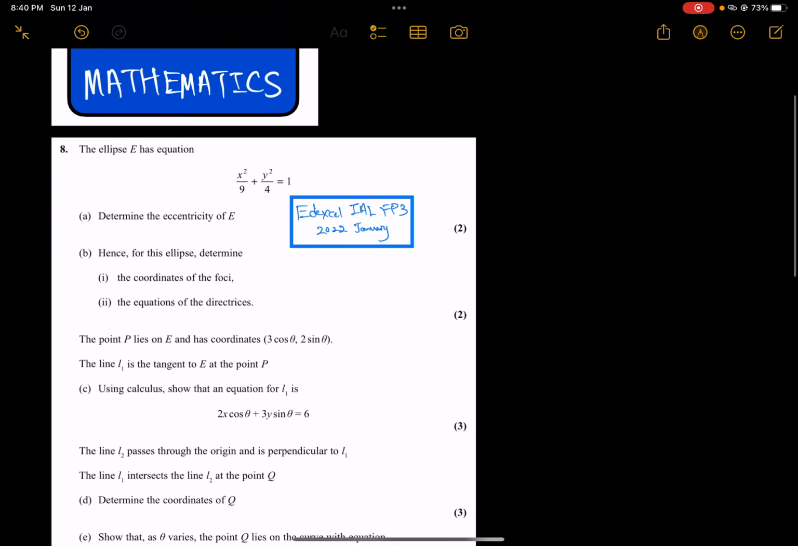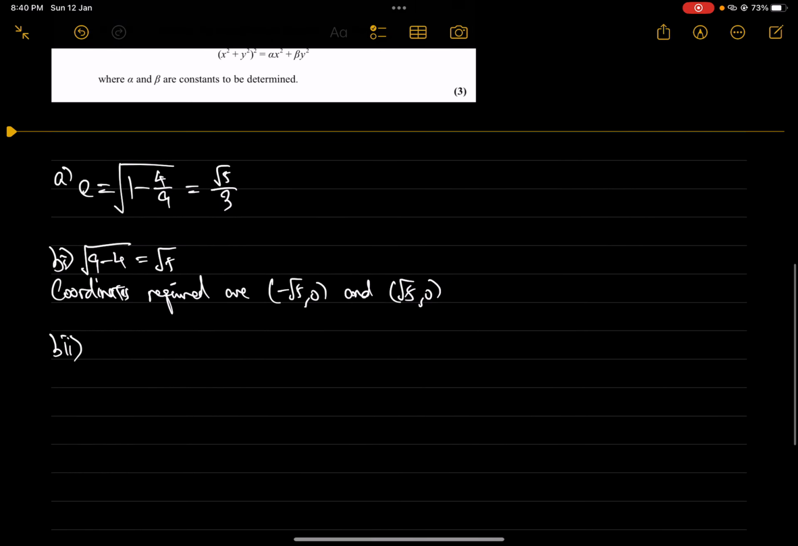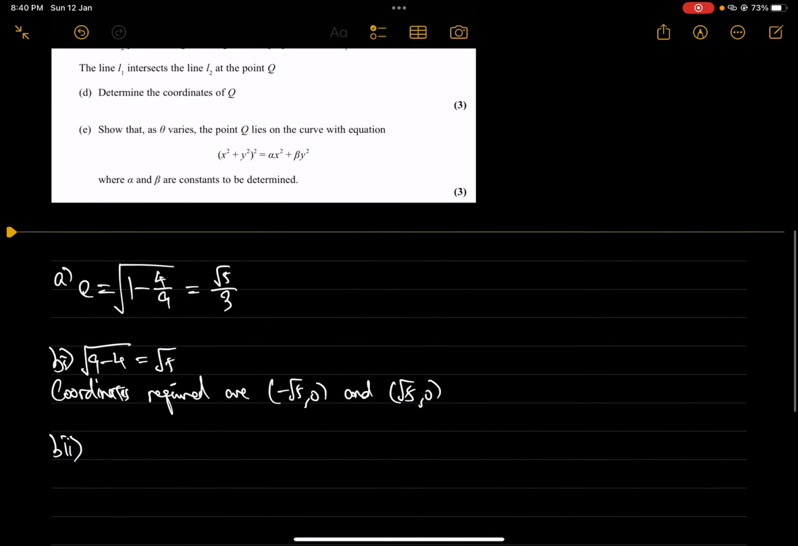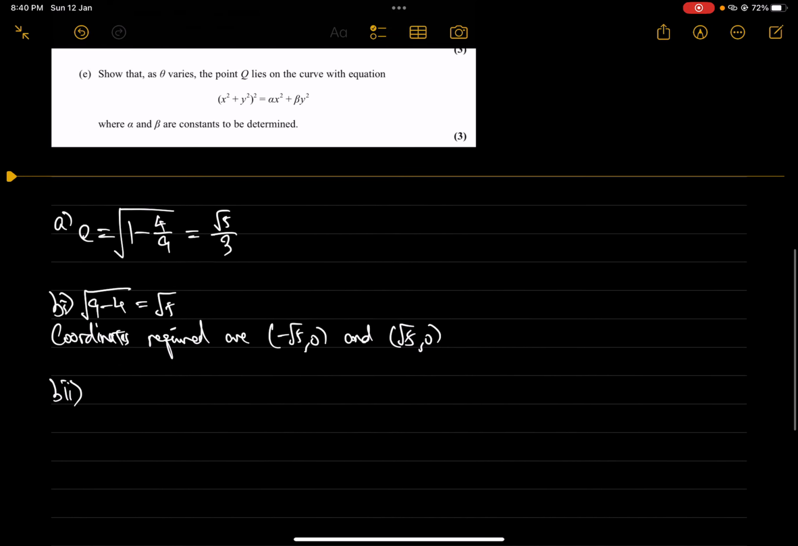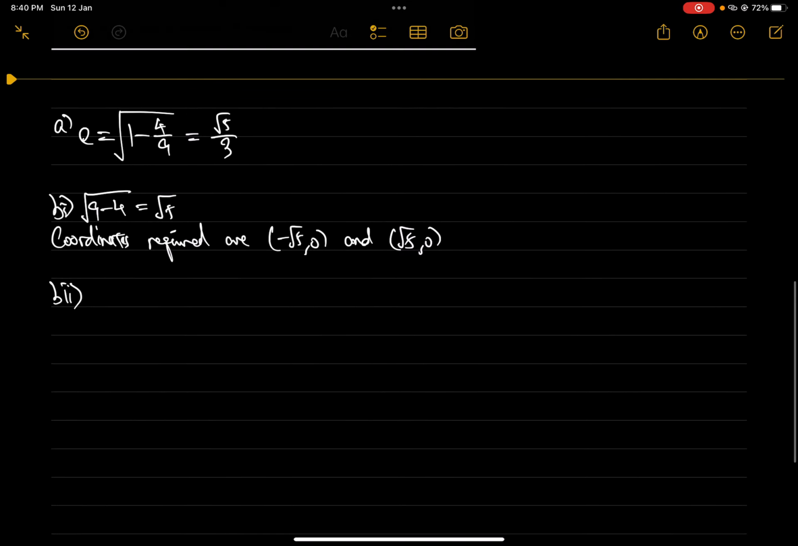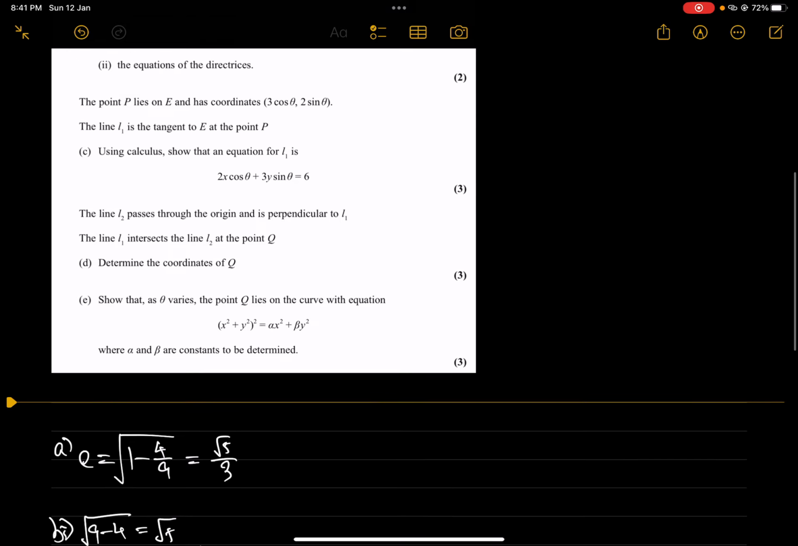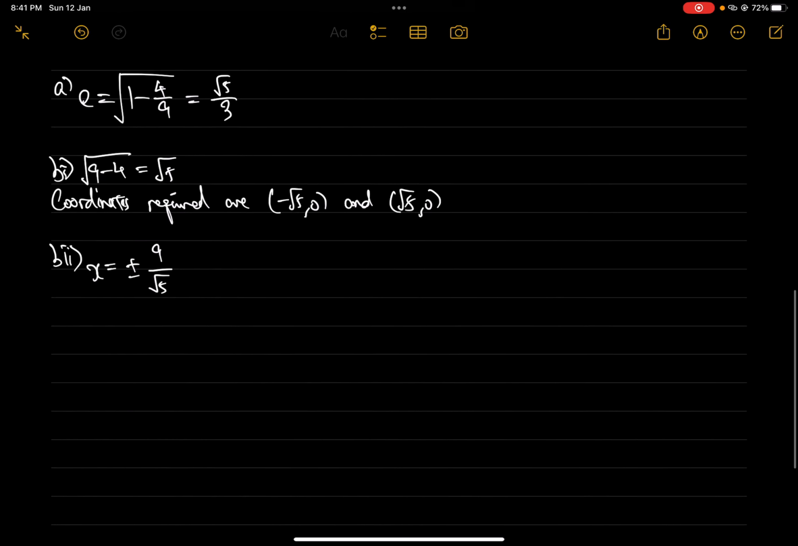B2 wants the equation of the directrices, so this one's also basic. I believe it's just a over e, positive and negative. So a over e is just 9 over root 5. So we have x equals positive or negative 9 over root 5. That's basic as well.